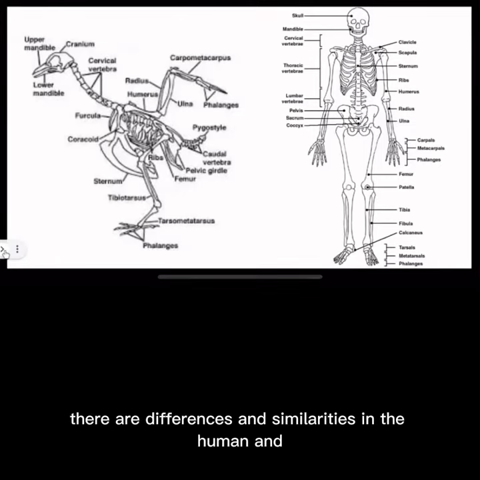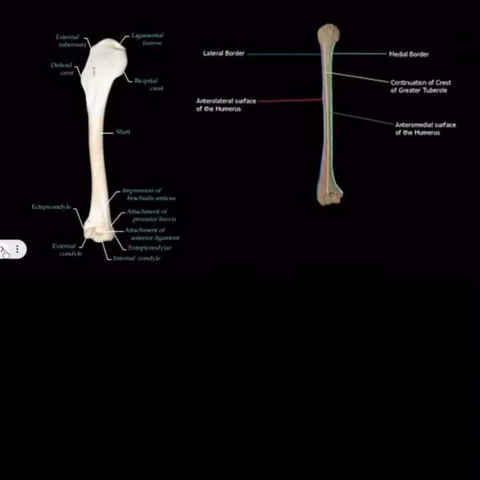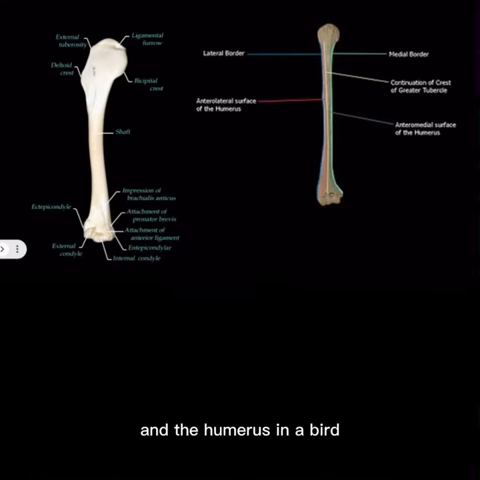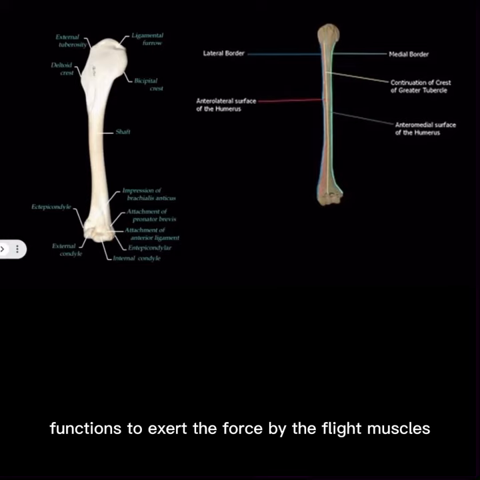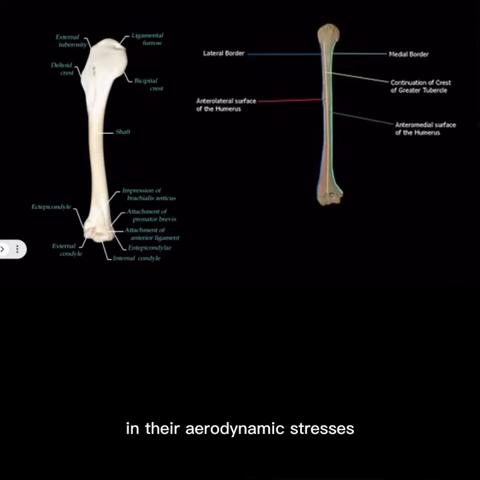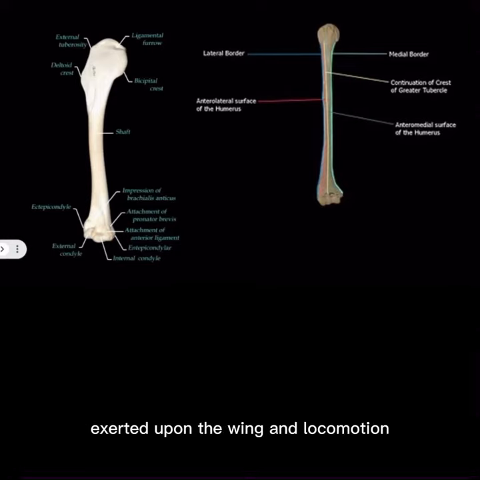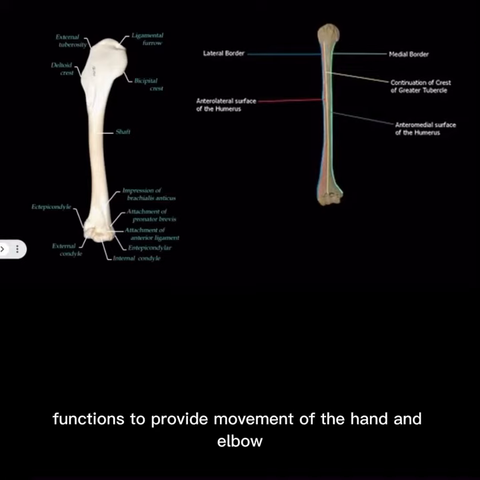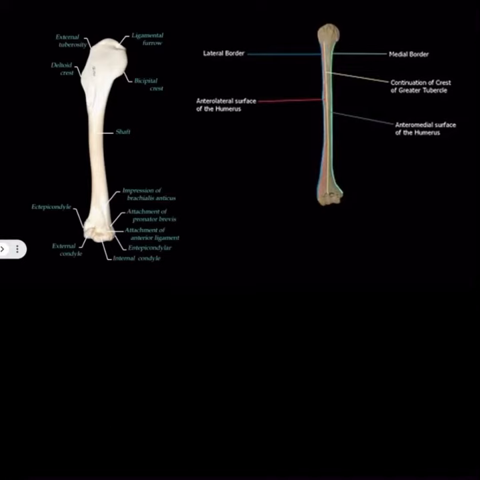There are differences and similarities in the human and bird skeleton. One of those similarities is the humerus. The humerus in a bird functions to exert the force by the flight muscles and the aerodynamic stresses exerted upon the wing in locomotion. The humerus in a human functions to provide movement of the hand and elbow.